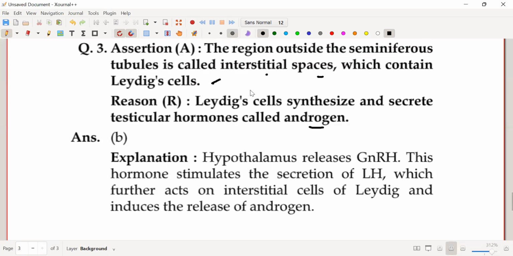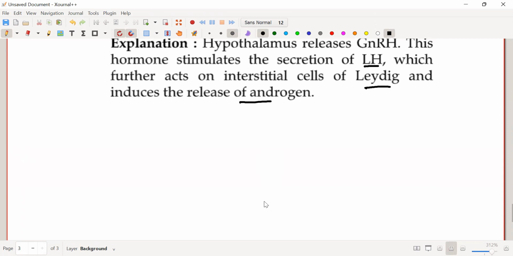What are the assertion and reason doing here? Explanation: hypothalamus releases GnRH. This hormone stimulates the secretion of luteinizing hormone, which further acts on the interstitial cells of Leydig and induces the release of androgen. So these are the three assertions.